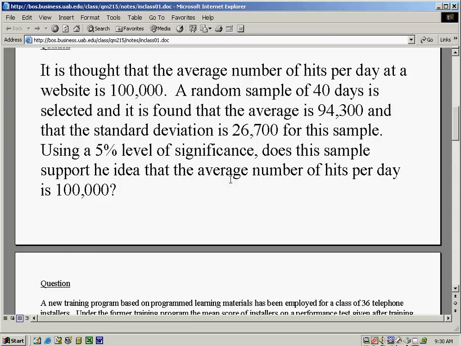Now let's do another averages problem with z-values. This time let's go back to a two-tailed test just to show you how that would be done with z-values.